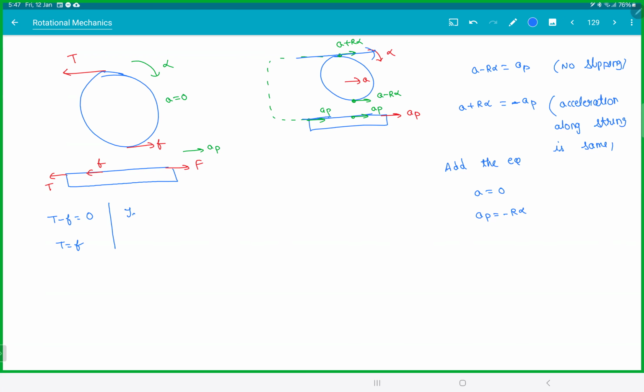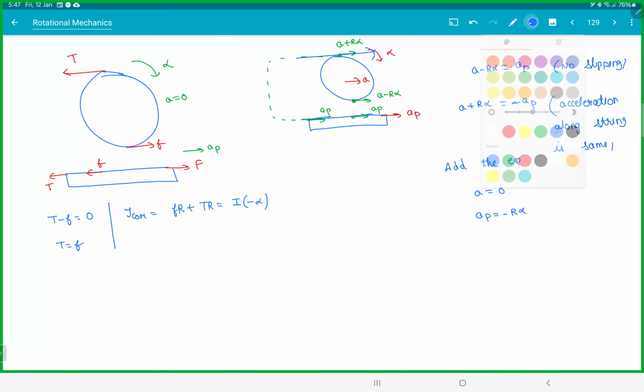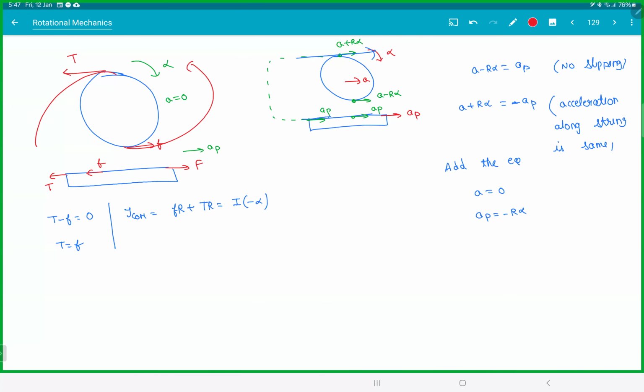So if I write torque about the center of mass, now you have to be careful here. See, something went wrong here. TR is equal to I into minus alpha. You have to be careful. Don't directly take alpha, because if you see, the torque of F is this way, the torque of T is this way, but alpha you took this way. Got it? So torque and alpha.